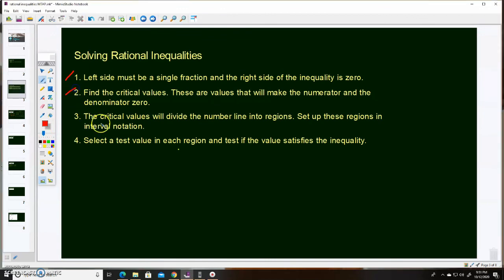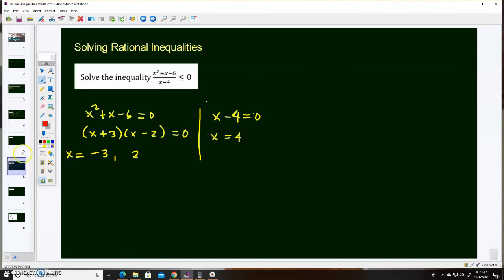We're done. The critical values will divide the number line into regions, and we'll set up these regions in interval notation. Let's use the number line as a guide. Obviously the middle is 0. Negative 3 is to the left of 0, that's our first critical value, then 2 and then 4, in that order. So we have these 3 critical values as boundaries. Obviously, we now have 4 regions.